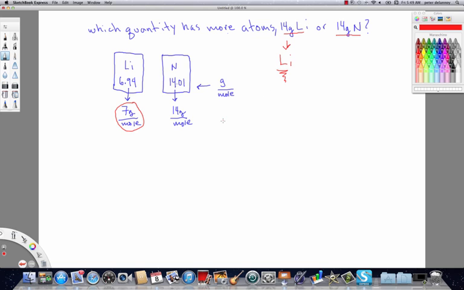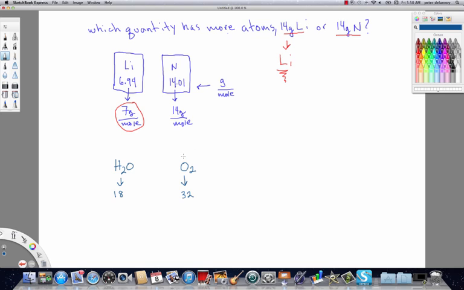Okay? Now, we can apply this same idea to molecules. So let's take a look at these two molecules, H2O and O2. All right, H2O has a molar mass that's approximately 18. It's like 18.016, but I'm just going to call it 18 in order to keep what we're doing simple here. All right, and the molar mass of O2 is approximately 32.